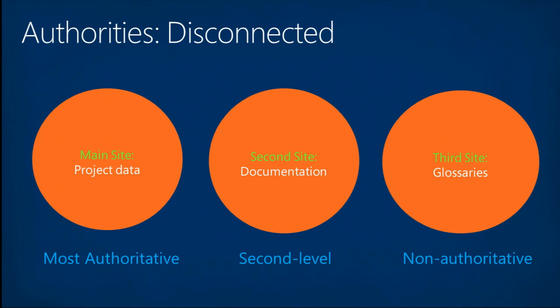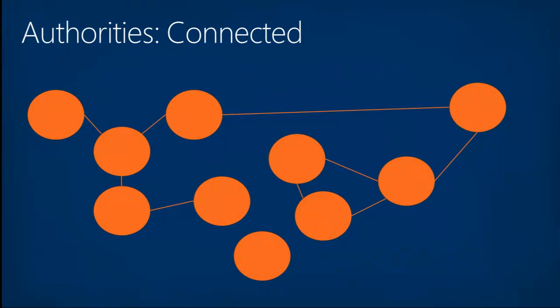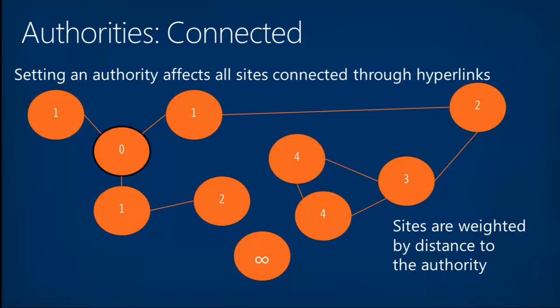But actually, authorities were designed for a slightly different situation. Imagine we've got a whole bunch of sites connected to each other by hyperlinks. These really should have arrows, but for simplicity, I've left them out. Now, our assumption is that sites that are connected to really important sites are probably quite important themselves. So when I make something an authority, that's the one with a 0. Can everybody see the 0? Yeah. The one with a 0, when I make that an authority, I actually make all of the sites connected to it a little bit authoritative. So 1 level away will be a little bit less authoritative, 2 away will be even less authoritative, and so on.